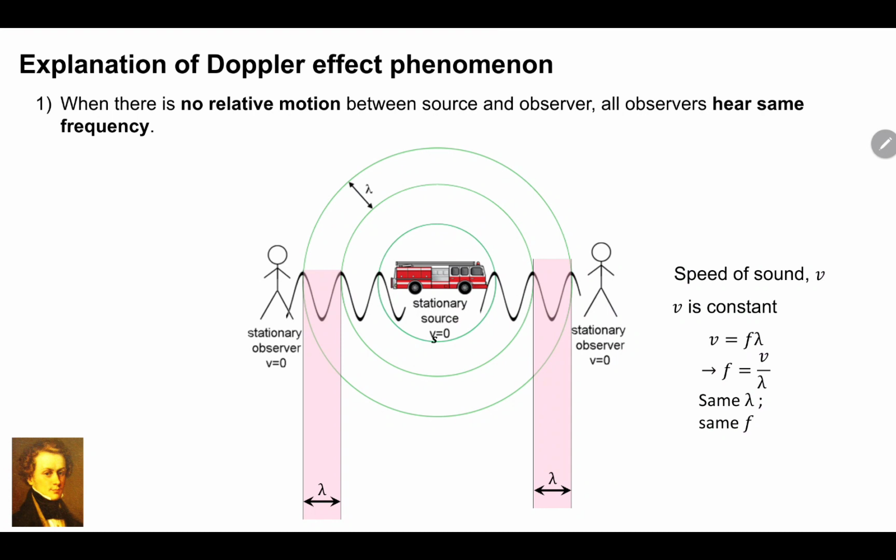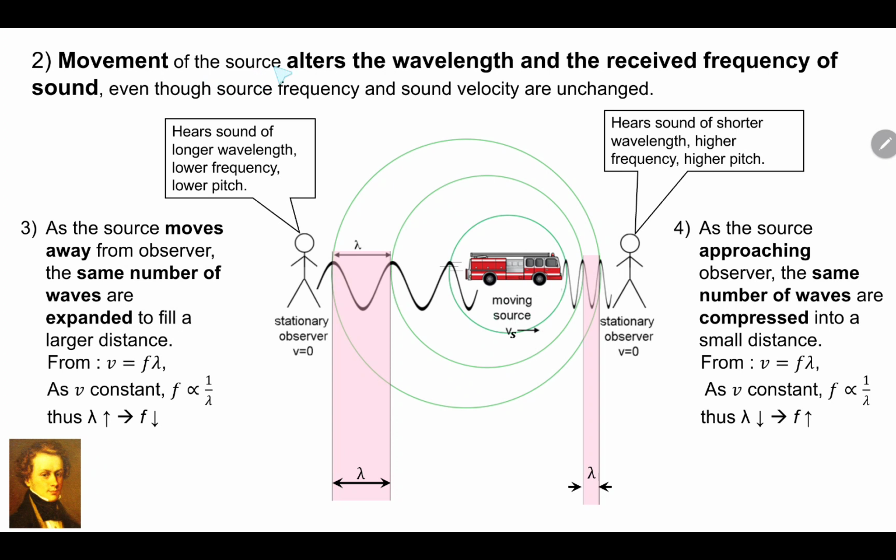Next slide is about the explanation of the Doppler effect phenomenon. First, when there is no relative motion between the source and the observer, all observers hear the same frequency. Now the source is stationary and the observers are also stationary. Because there is no relative motion, there is no change to the wavelength. So the wavelengths remain the same for every observer. But if there is a movement of the source, it will alter the wavelengths and the received frequency of sound, even though the source frequency and the sound's wavelengths are unchanged.